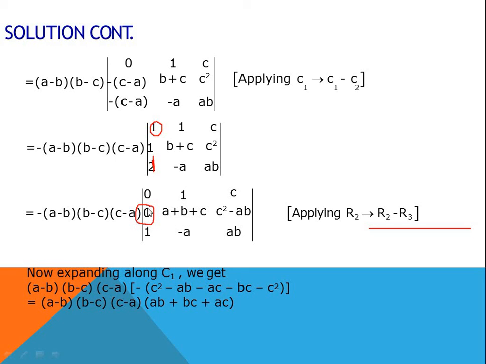Then it will be very easy to solve the determinant across the first column. So if we solve the determinant across the first column, there is only the first element over here. So for the first column, you will get the answer as 1 into c square minus ab minus c into a plus b plus c. So solving this determinant, you will get the value as a minus b into b minus c into c minus a into ab plus bc plus ac.